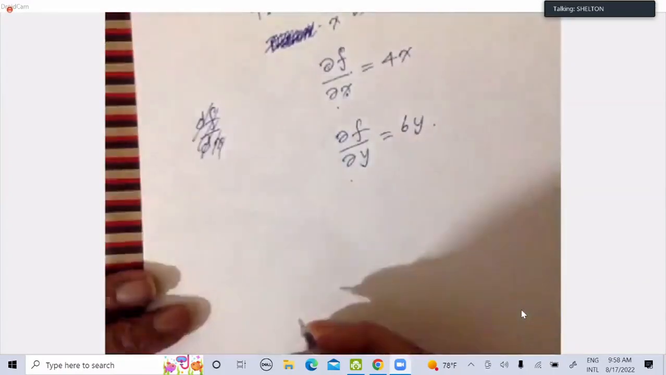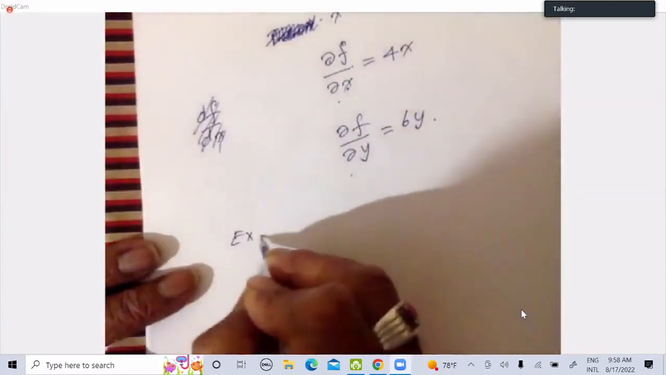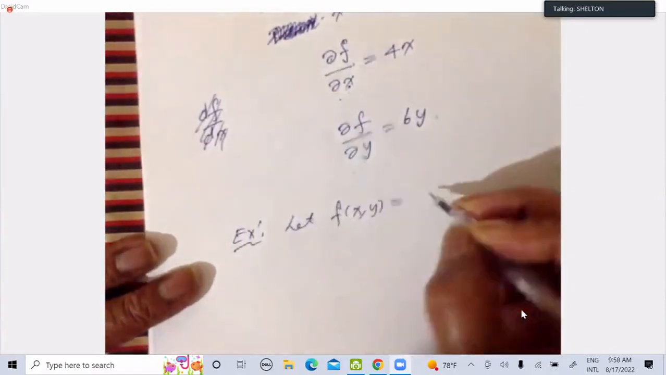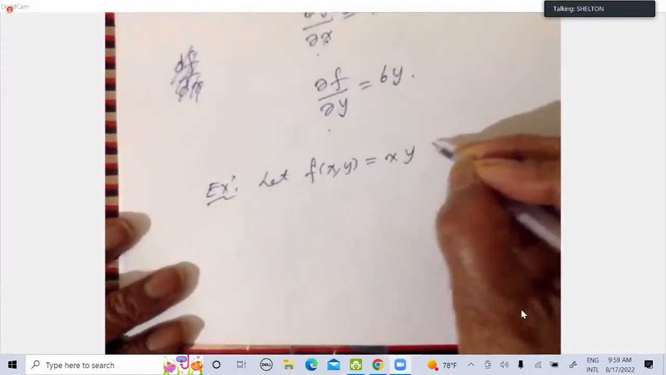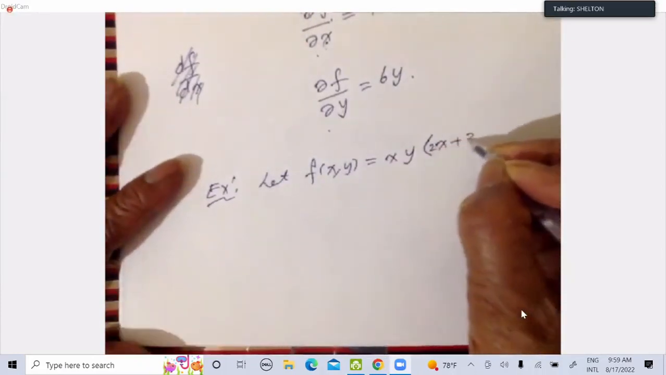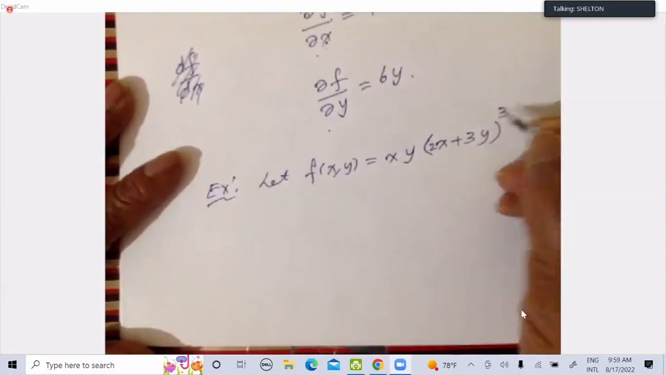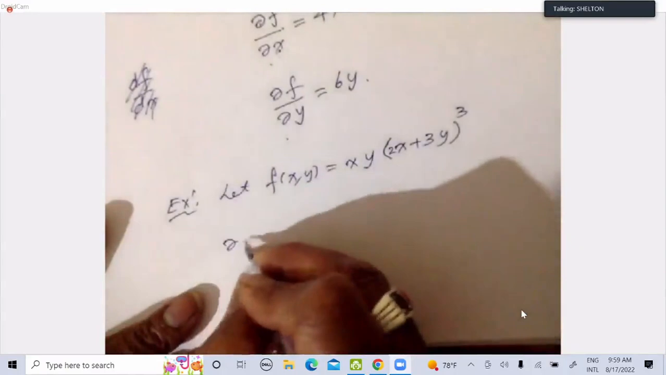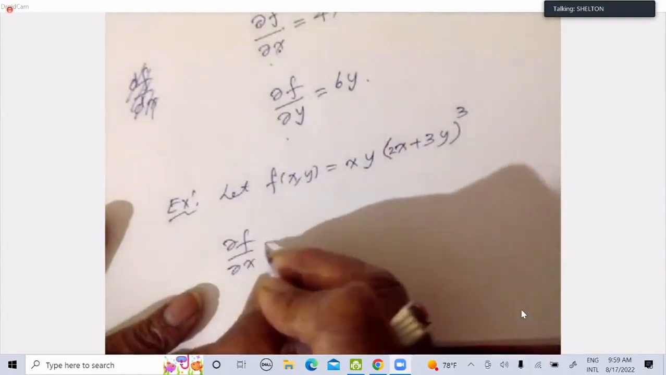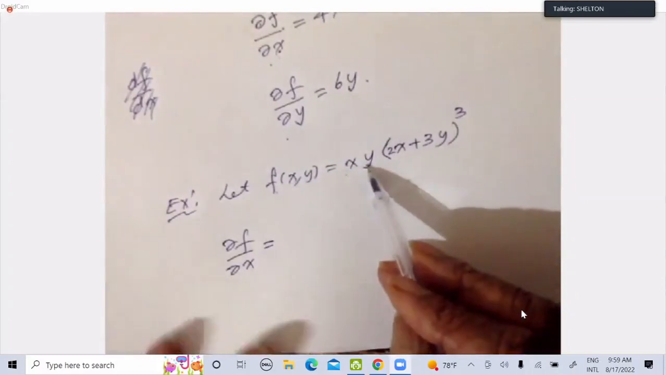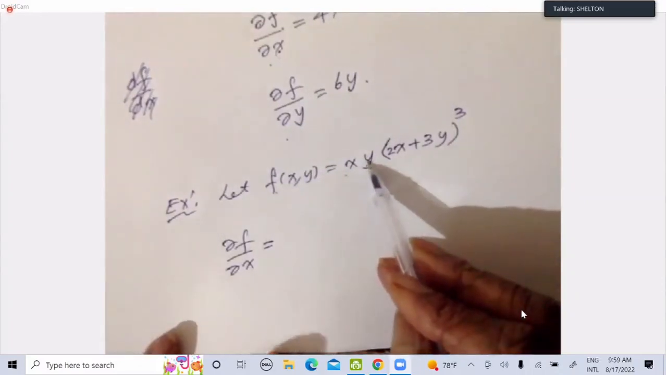Next example. Second example. Let f(x,y) be xy times (2x plus 3y) cubed. Find the partial derivative of f with respect to x. So x is my only variable, and y is treated as a constant.